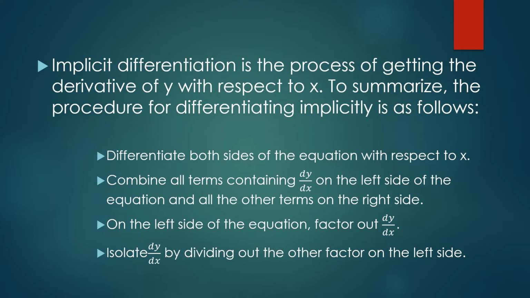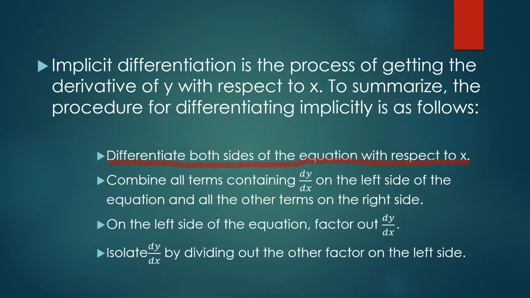To summarize, the procedure for differentiating implicitly is as follows. So narito yung buod ng steps sa pagkuha ng derivative of a given function gamit ang implicit differentiation. Okay, so una, differentiate both sides of the equation with respect to x. So, kukunin muna natin yung derivative, ang magkabilang panig ng equation, the left and the right sides.